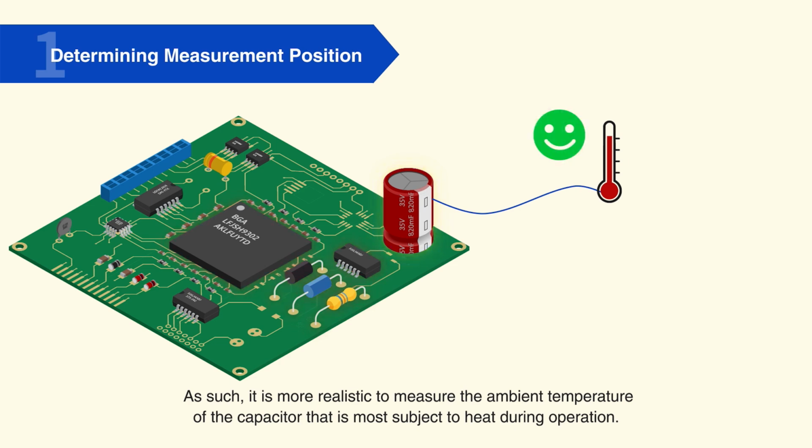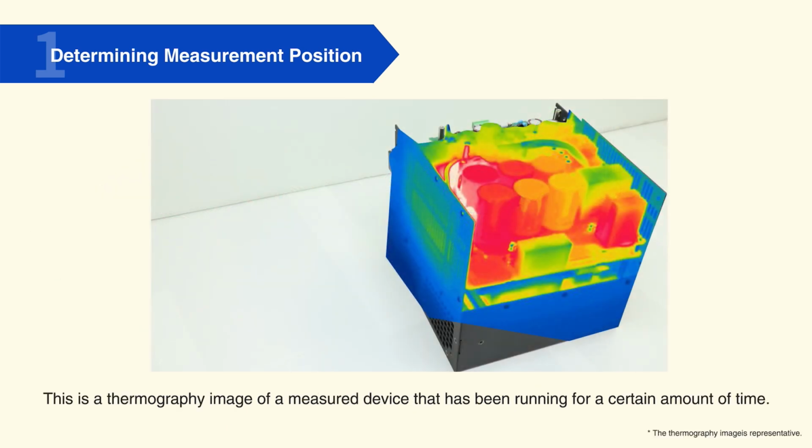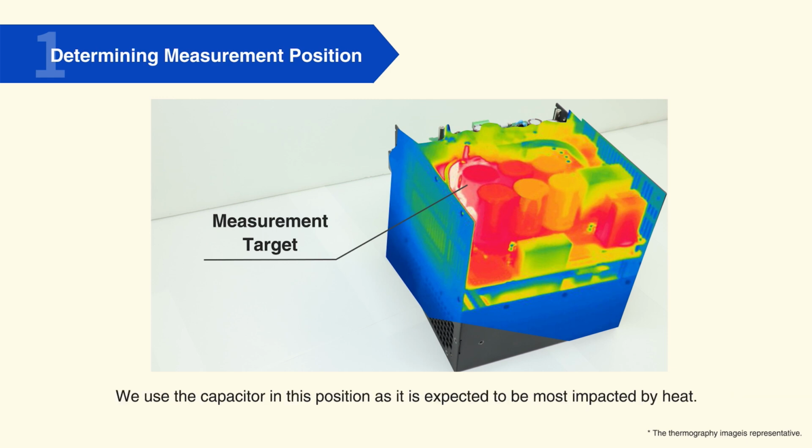during operation. This is a thermography image of a measured device that has been running for a certain amount of time. We use the capacitor in this position as it is expected to be most impacted by heat.